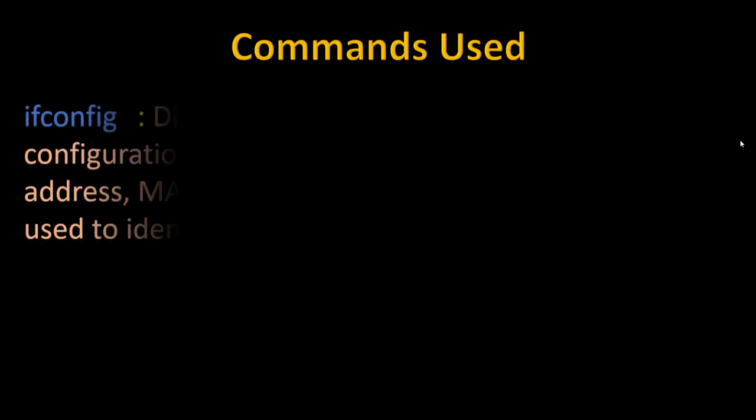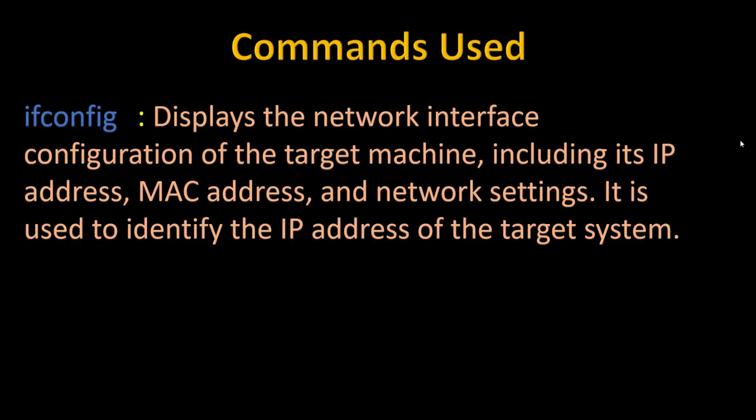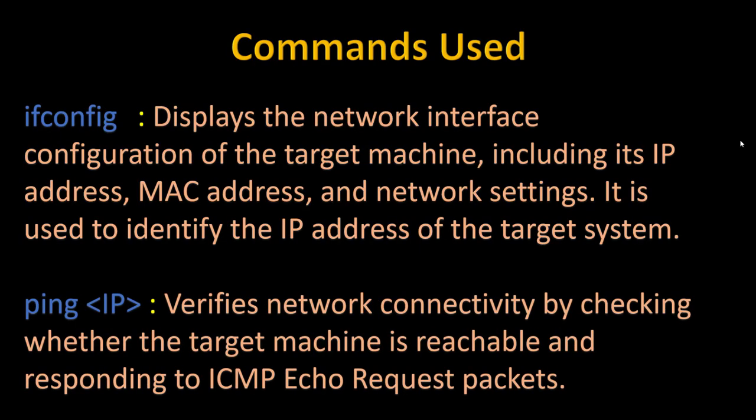Now the commands which we'll be using. First is the ifconfig command. This ifconfig command displays the network interface configuration of the machine. It will tell us the IP address of the machine, the MAC address, and the network settings. Then the second is the ping command. This ping command verifies whether we are able to reach the target machine from the attacker. If ping is successful, it means we are able to connect to the target machine.